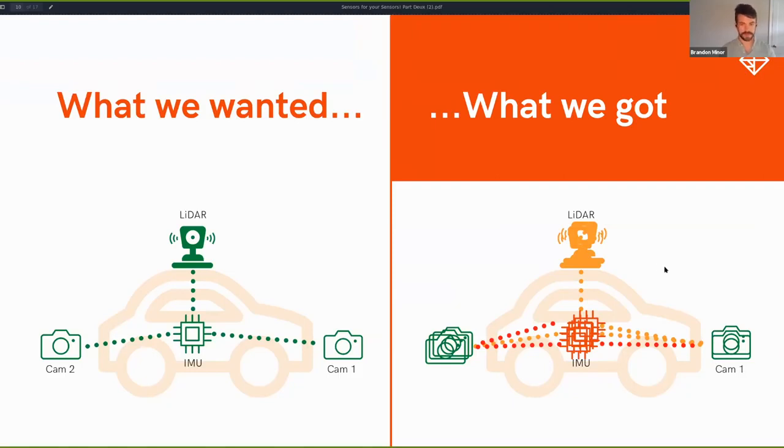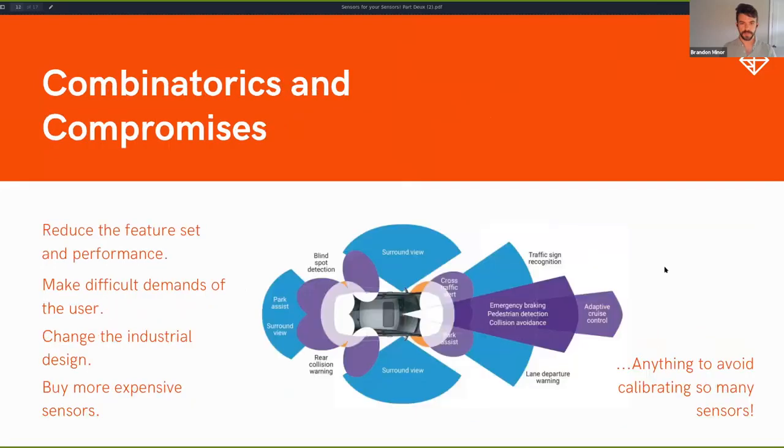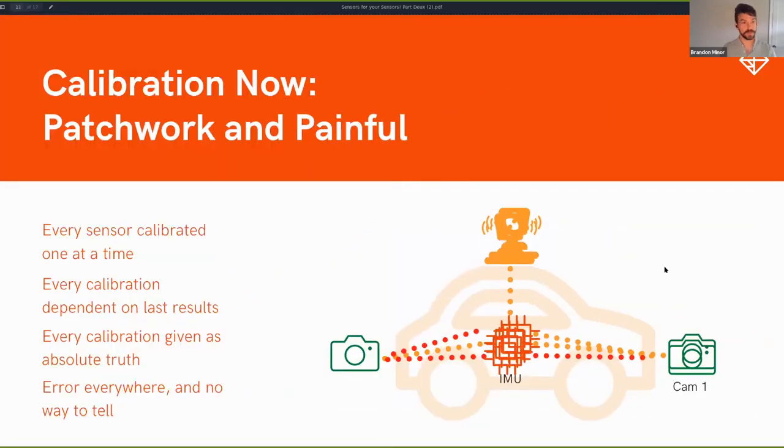And that is coming up, is what I meant to say. Excellent point. But right now, that's not quite the case. Like I said before, there are a lot of instances in academia where this is true, where you can find larger tools to get this out. But right now for industry, it's a different thing. Every sensor is still calibrated one at a time. You're dependent on the last results. This truth and error question becomes really big. And so right now the calibration is patchwork and painful.